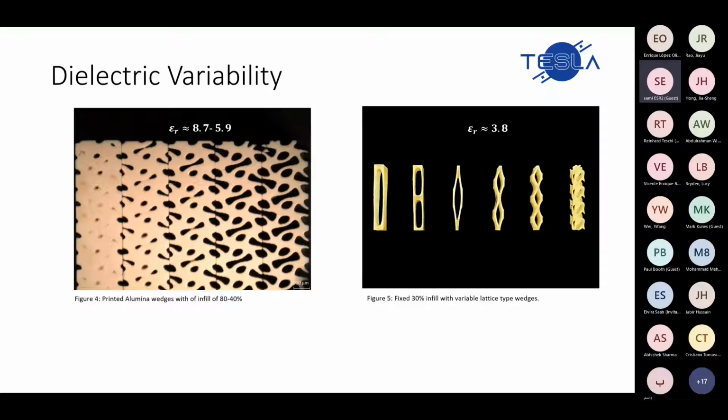And then the next step was to try some fixed infill percentage lattices and then changing the lattices. Because in theory, if you have a lattice structure that's small enough compared to your wavelength, the lattice type is somewhat arbitrary. And so various of these wedges were printed and dielectric constants of around 3.8 were consistently achieved. So these were much more suitable lattice types than the previously tested ones.